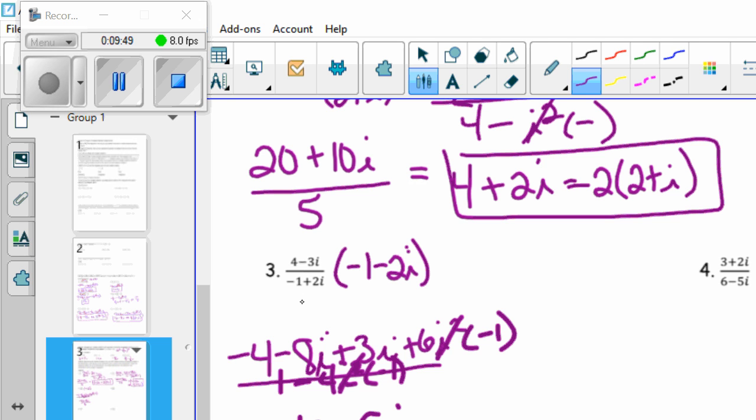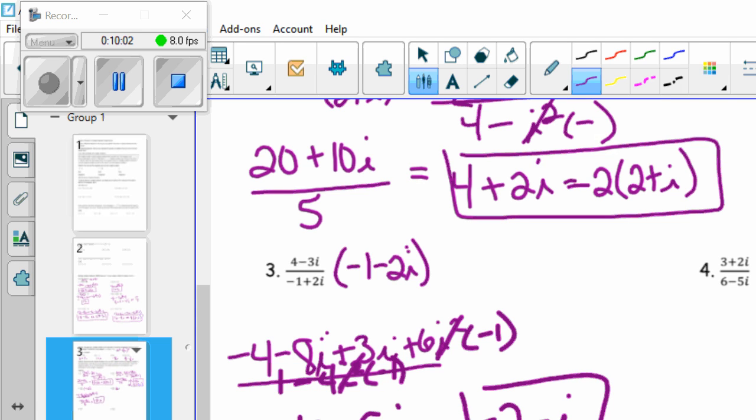And again, I can simplify. Negative 10 divided by 5, negative 2. Negative 5i divided by 5, minus i. So there's our answer. All right, number 4, we're going to multiply everything by 6 plus 5i.